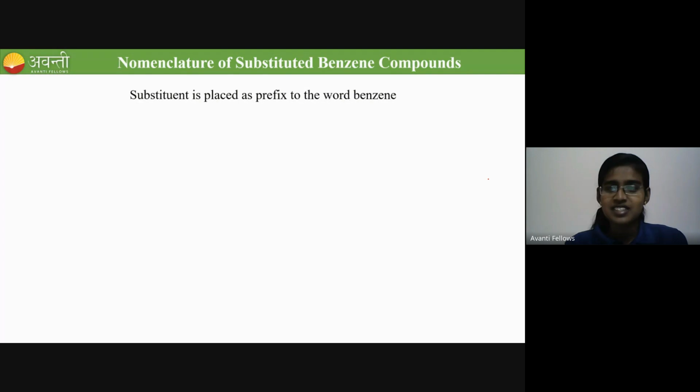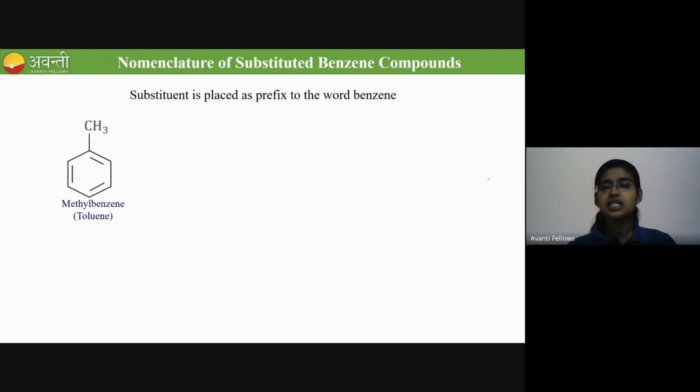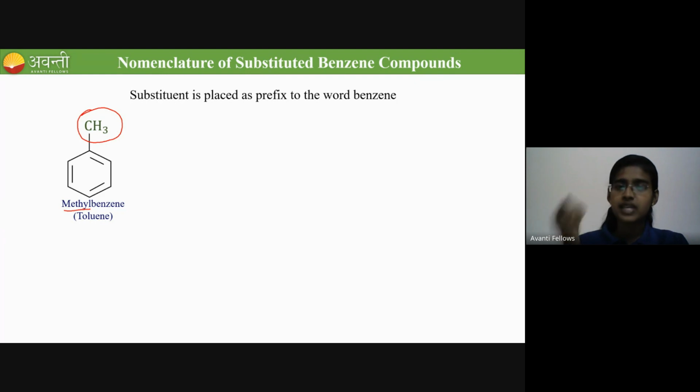So moving on to the lesson. The substituent is placed as prefix to the word benzene. What is the formula for benzene? It is C6H6. So the substituent is placed as prefix. To the benzene, here you can see one CH3 is attached. What is the name of that CH3? It is methyl group. CH3 is methyl. So the name of this compound is methyl benzene. The substituent methyl is placed as prefix to the word benzene. And the other name for methyl benzene is toluene.